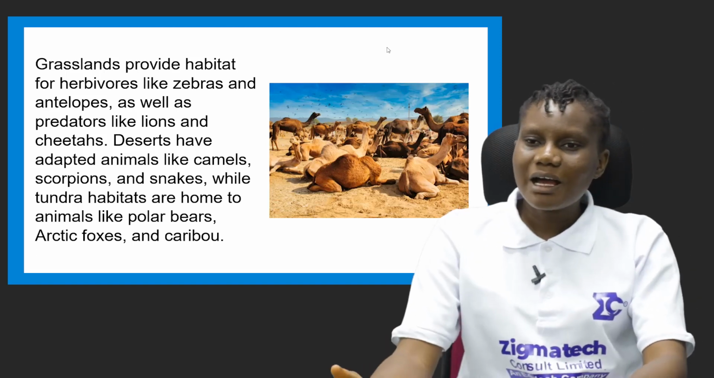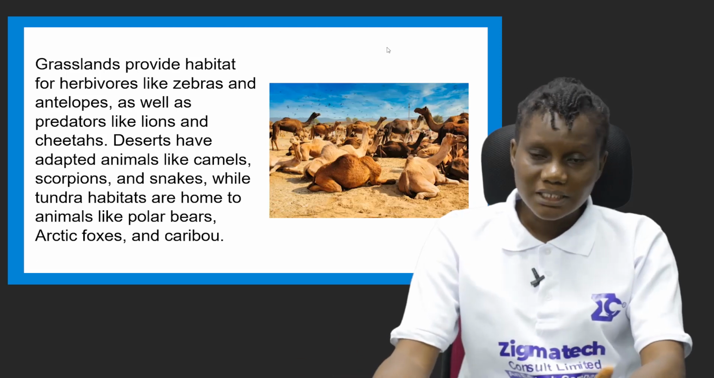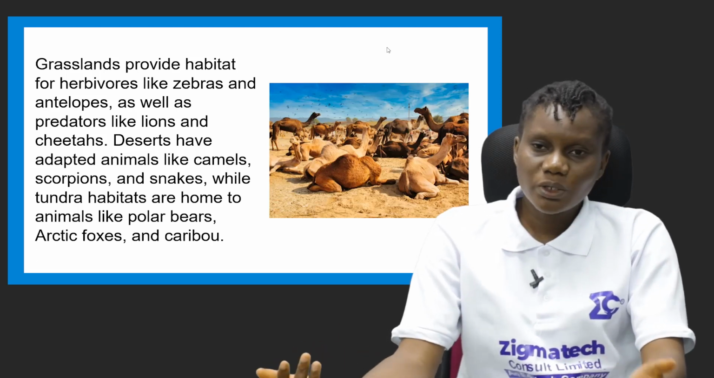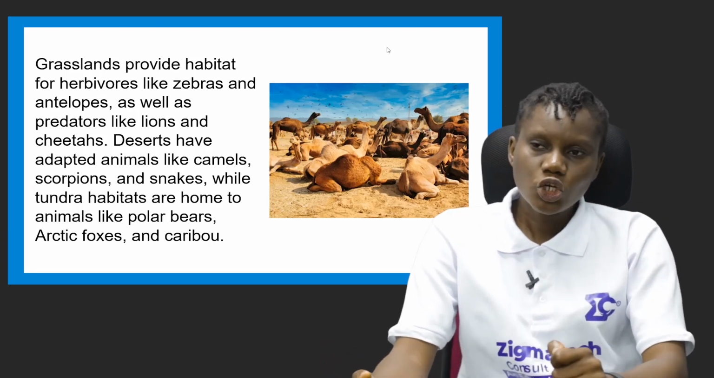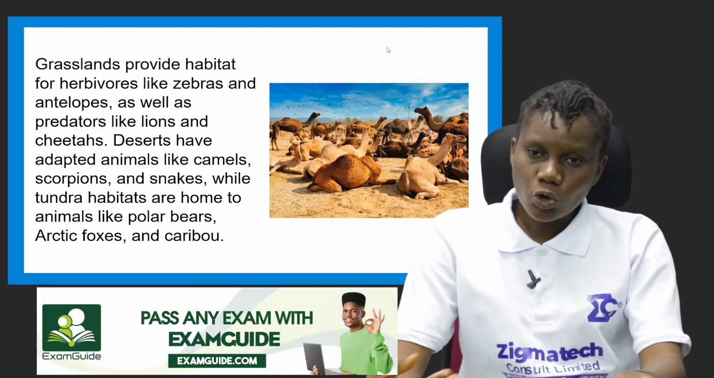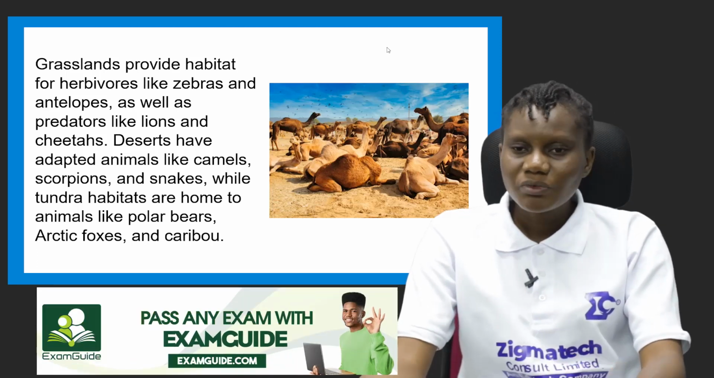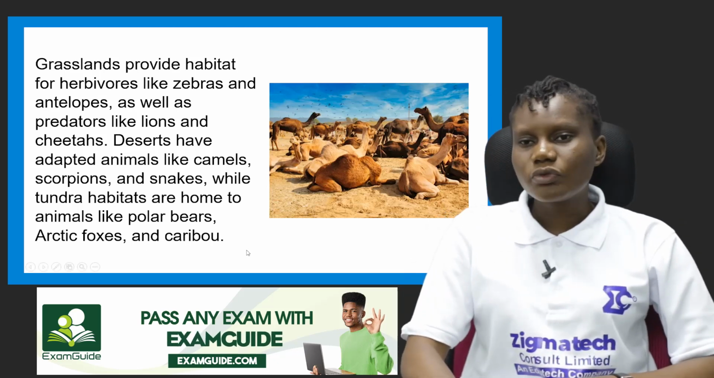Deserts have adapted animals like camels, for their long legs. You understand? That's why they stay there. Scorpions, if you see scorpions, they have hard skin so they don't lose water easily, and snakes. While tundra habitats are home to animals like polar bears, Arctic fox, and caribou. That's where you're going to find this kind of animals.